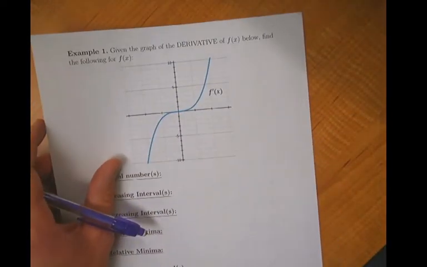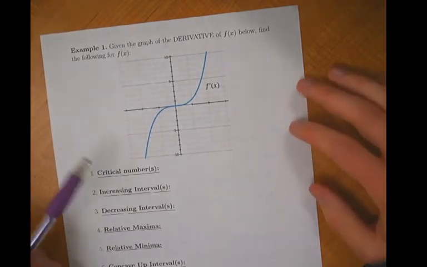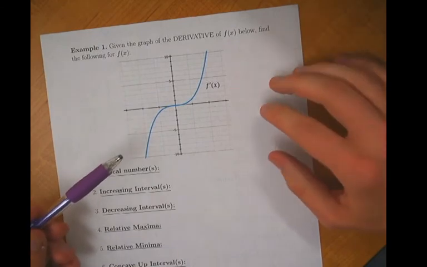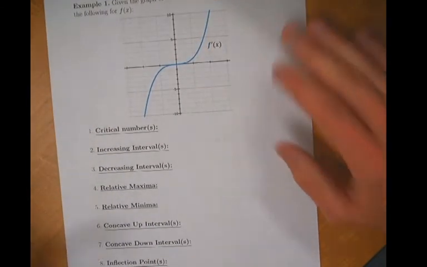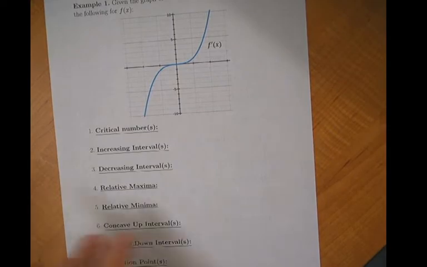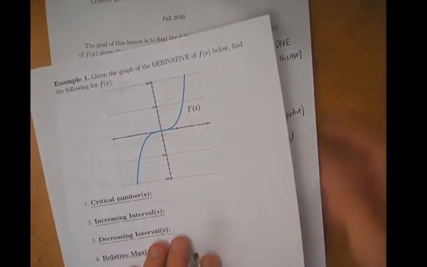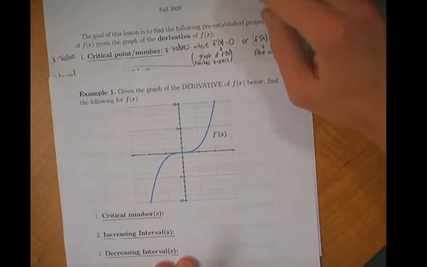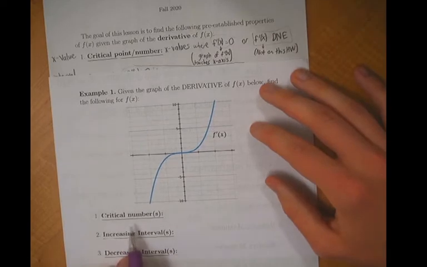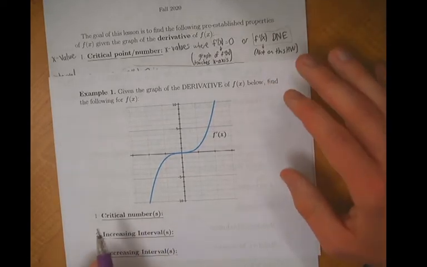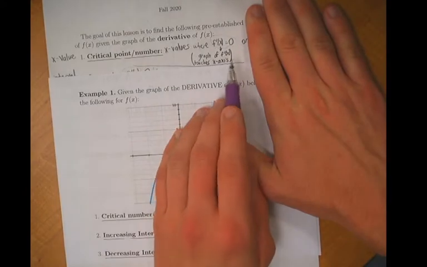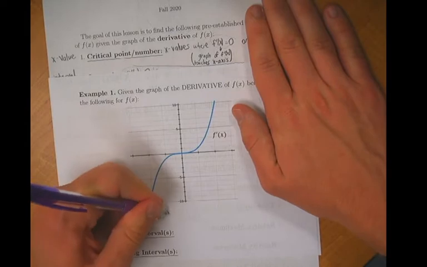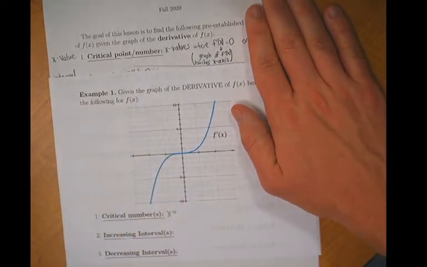Alright, so let's take a look at example 1. Basically all today's examples are going to be, we have a graph of the derivative of f of x below. We need to find the following for f of x. Okay? So the first thing we have to take a look at is the critical number. Let's go down the list and see what we need here. First off, for the critical numbers, in this case we only care about when f prime equals 0, or when it touches the x-axis. So taking a look at this graph, that should pretty quickly tell you where the critical number in this case should be.